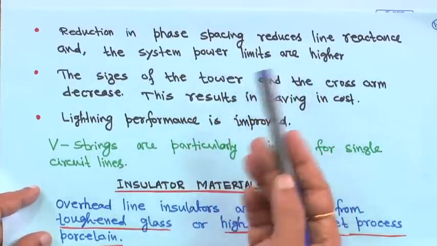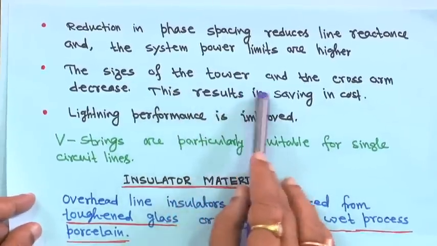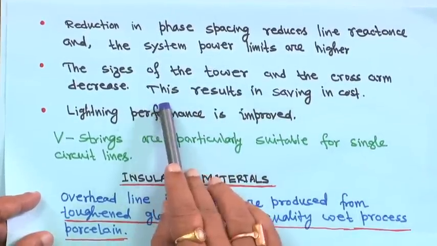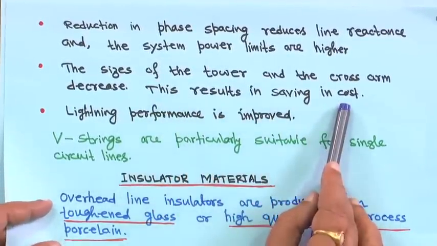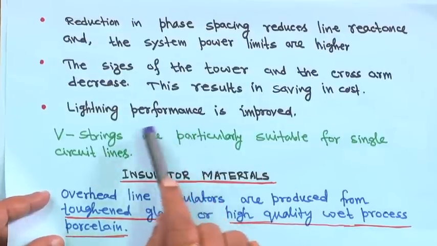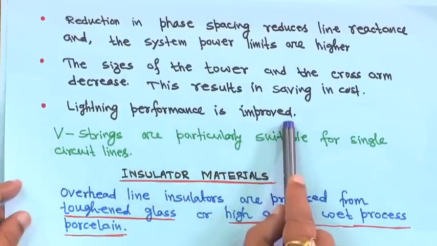So, you can raise the power limits. The sizes of the tower and the cost decrease, naturally it will decrease, and this results in saving in cost. And your lightning performance is improved.